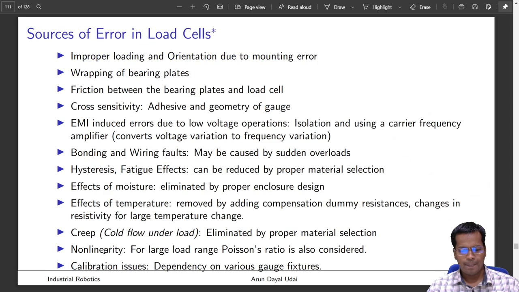Okay. Now, sources of error in load cell. Improper loading and orientation due to mounting, these are errors. Warping error on bearing plates. Warping, what happens? It tends to peel off, or it tends to bend sometimes. So those errors are always there. Friction between the bearing plates and the load cell. Where did you see that?